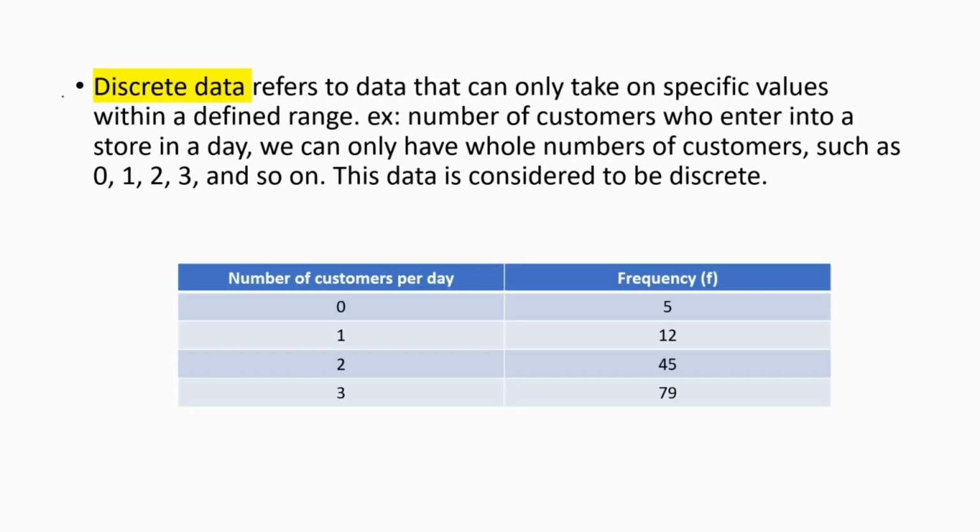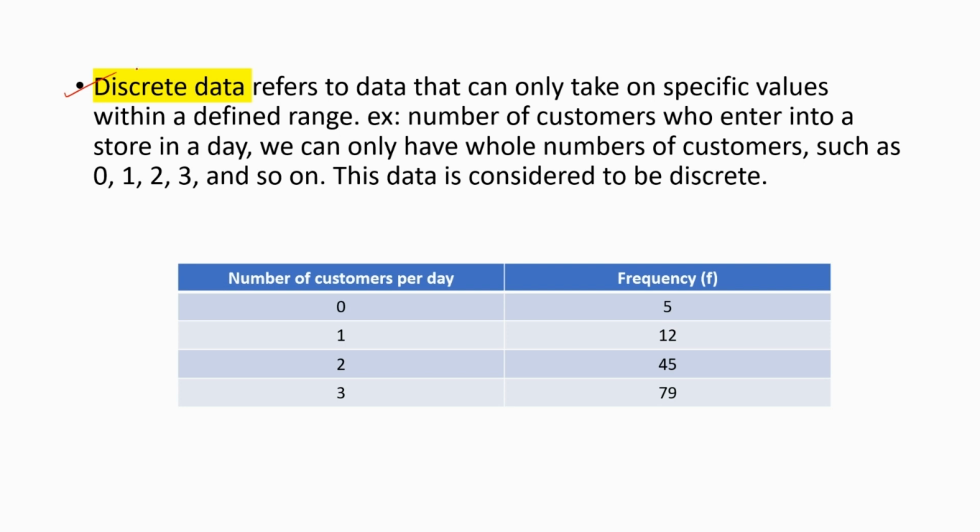Now let's talk about what is discrete data. Discrete data refers to data that can only take on specific values within a defined range. For example, the number of customers who enter a store in a day. We can only have whole numbers of customers such as 0, 1, 2, 3 and so on. This data is considered to be discrete. It can also be zero.